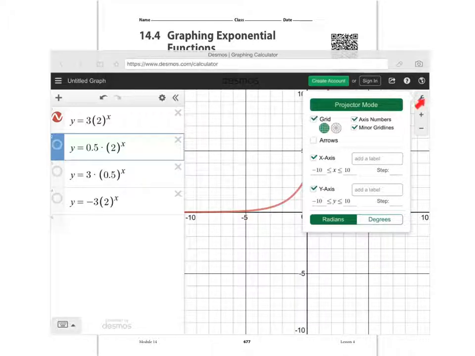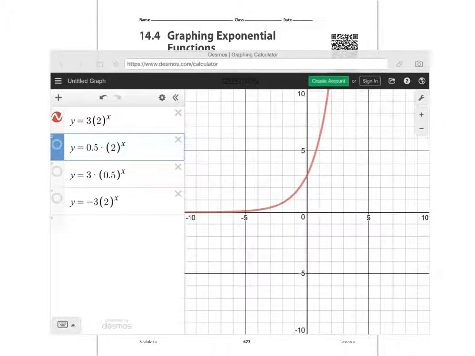So the red graph that you see is the shape of the graph for y equals 3 times 2 to the x. And let's look at another one. There is the second one, the blue one. 0.5 times 2 to the x looks like that. I would call this the same shape, or at least when we start talking about end behavior, it has the same end behavior. It's going the same way, okay?